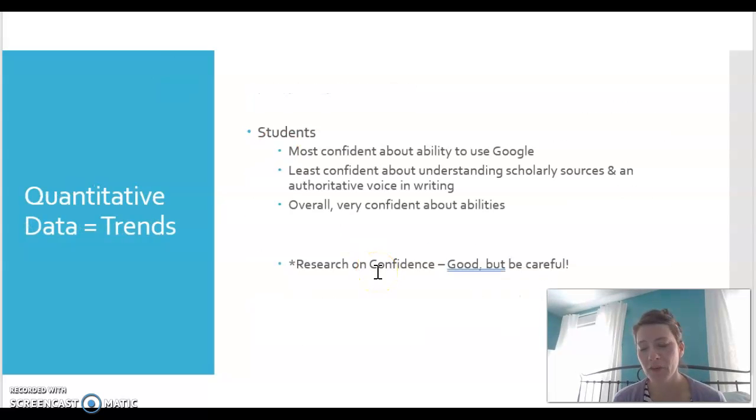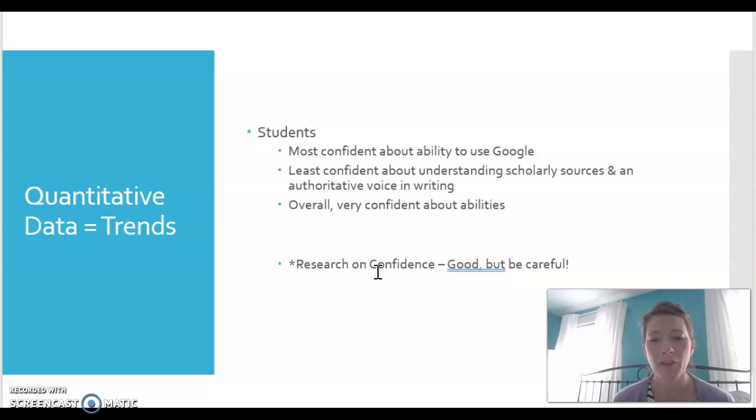And just to highlight a few things, when I talk about surveys in general as mechanisms that allow me to assess what people think, it is really important to be careful about this. So for instance, most students felt very, very confident about their ability to use Google. That's the most confident in general. Makes sense, right? We use Google every day. You seem to be able to find information.